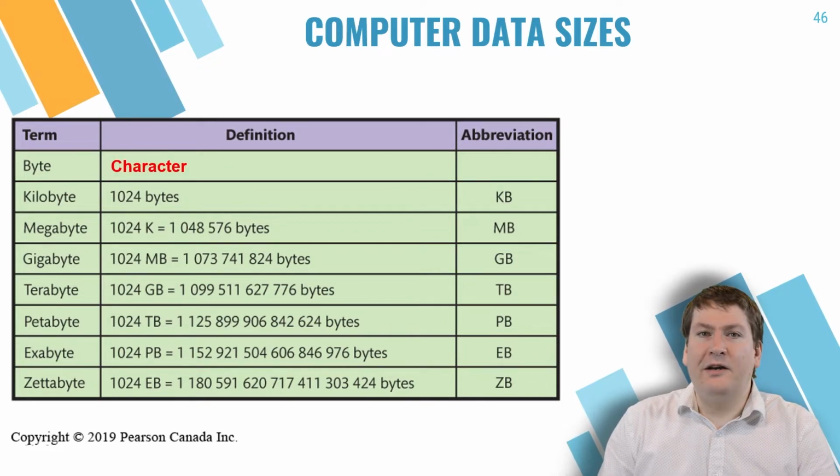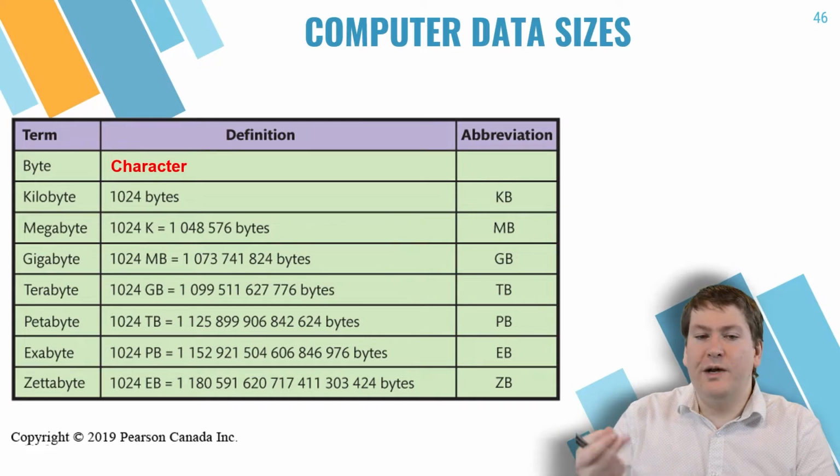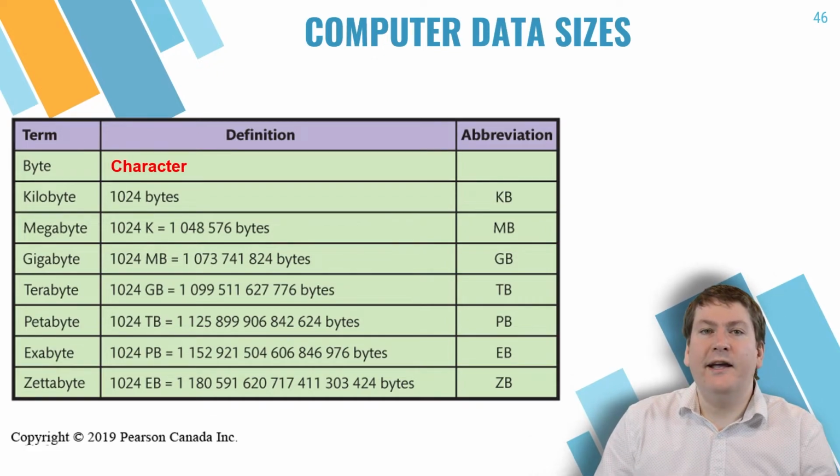A byte, as we already mentioned, is a single character. So that could be like a single character on your keyboard, like the capital A, or it could be punctuation, things like that. But that can also represent a number.